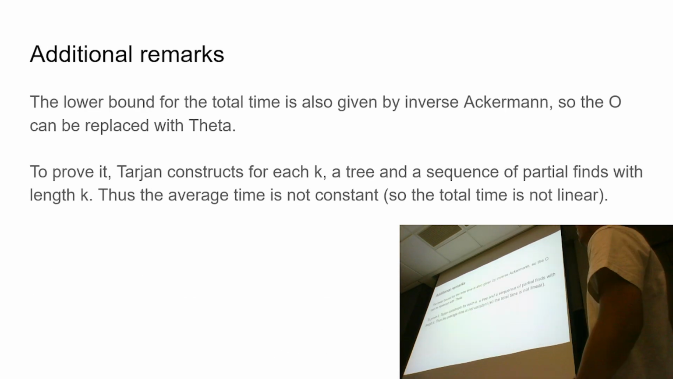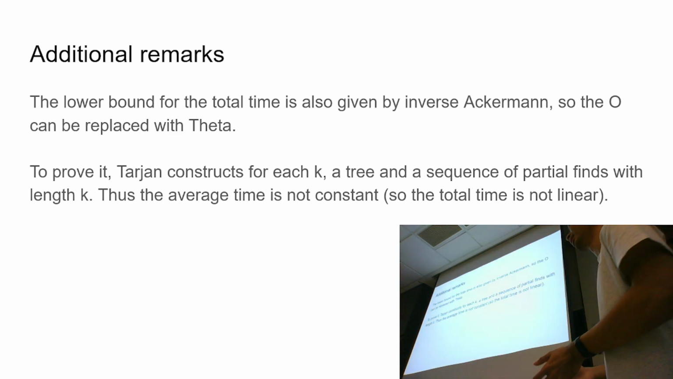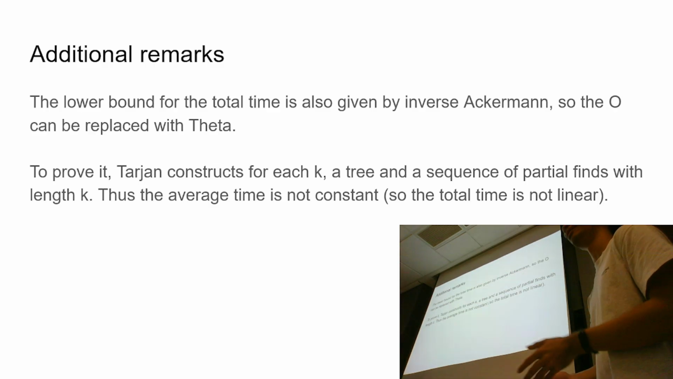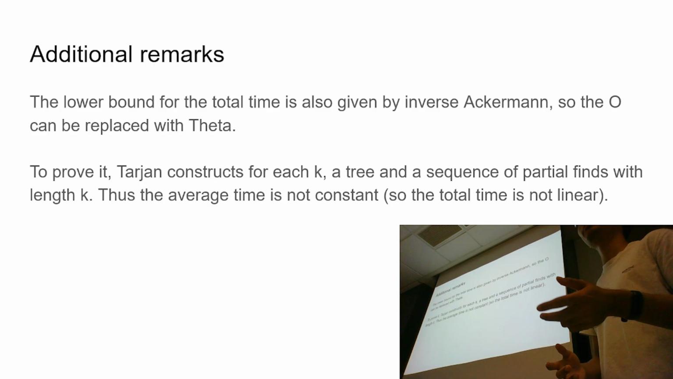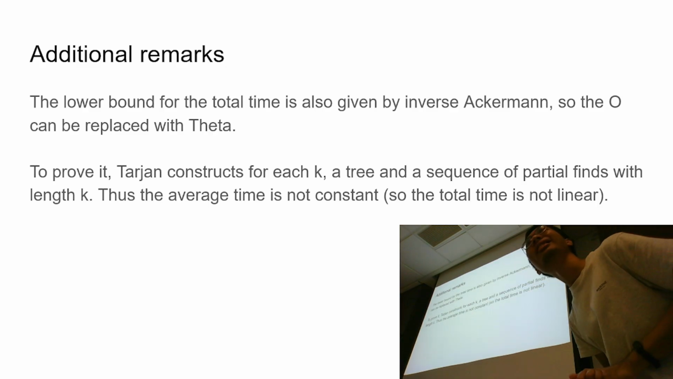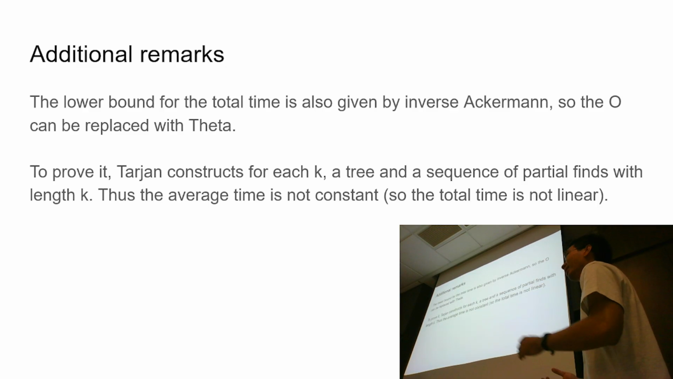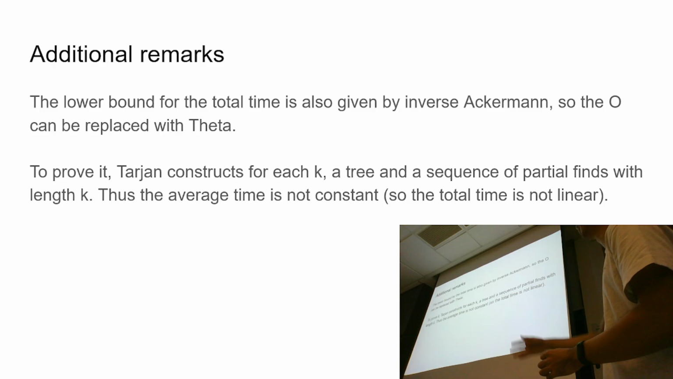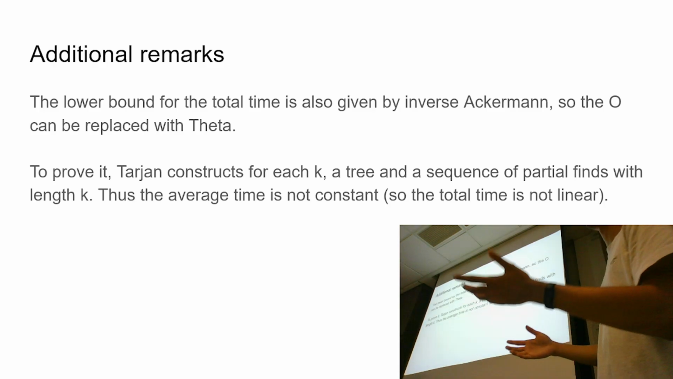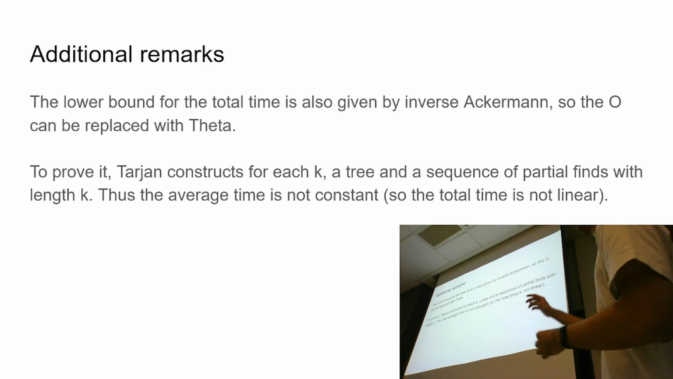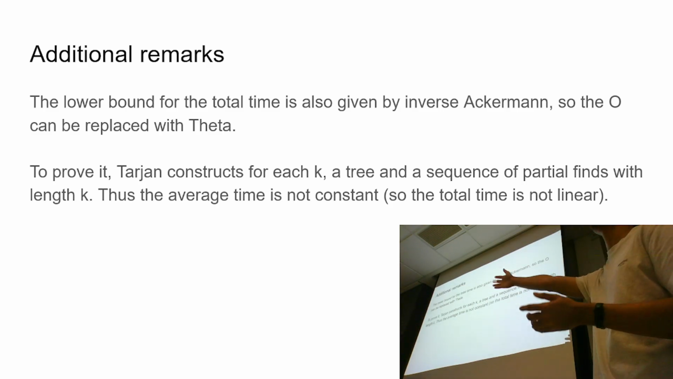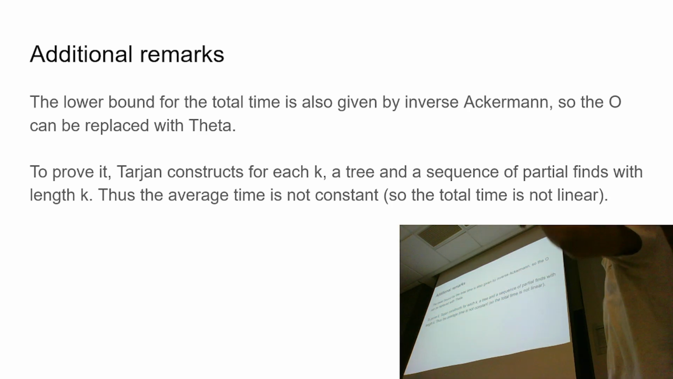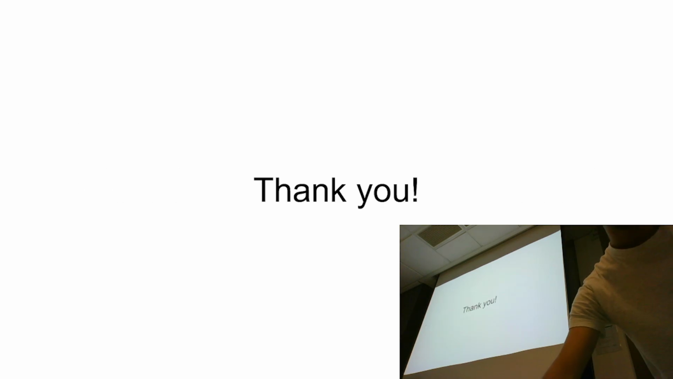So additional remarks. I only proved the upper bound, but actually in the same paper, Tarjan goes on to prove a lower bound. To do that, he constructed a sequence of counterexamples to show that the time is not linear. So for each number k, we can construct some tree and find some sequence of partial finds that on average take more than length k. So it is bounded below by every constant, so it cannot be constant. Yeah, thank you.